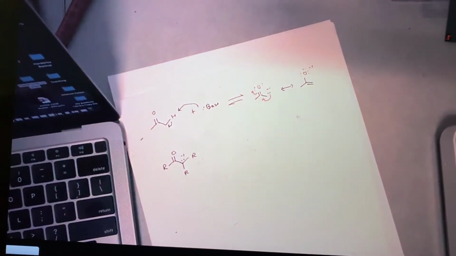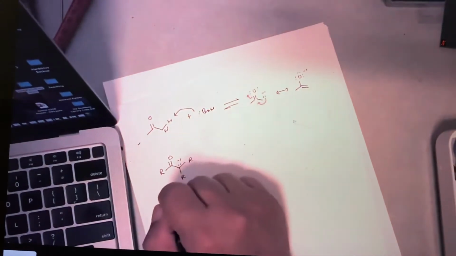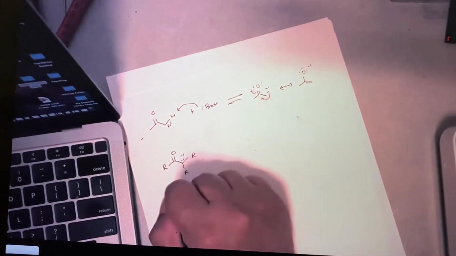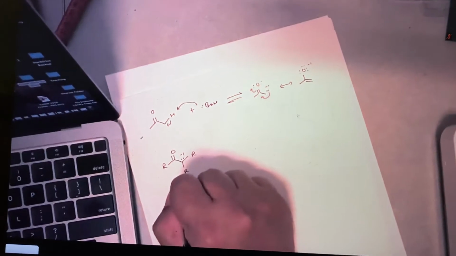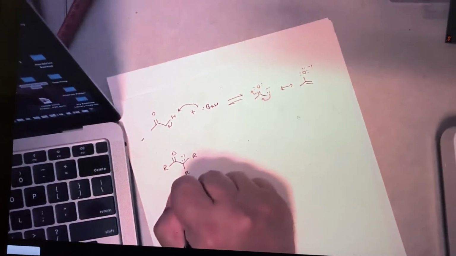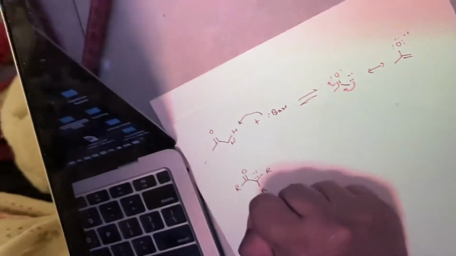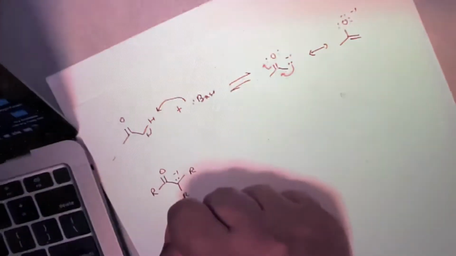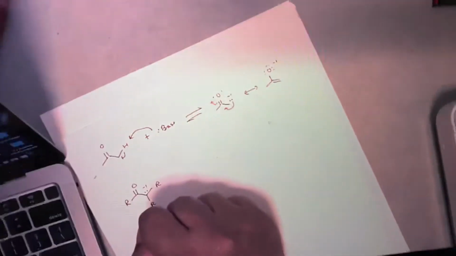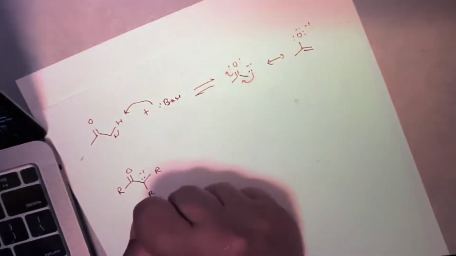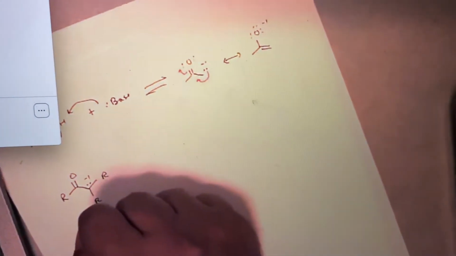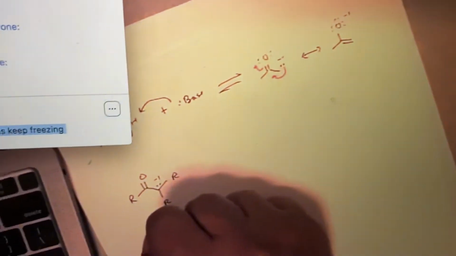Okay? Now, enolates are nucleophiles. And that's all we're doing in chapters 22 and 23, is using this new enolate as a nucleophile. In chapter 22, you basically use this in reacting it with alkyl halides.